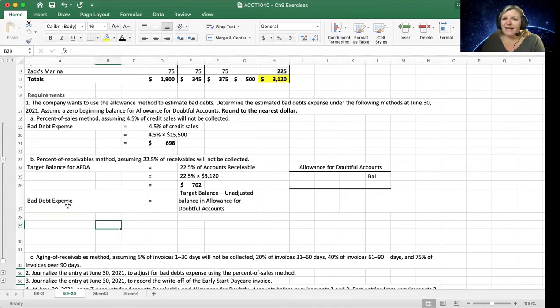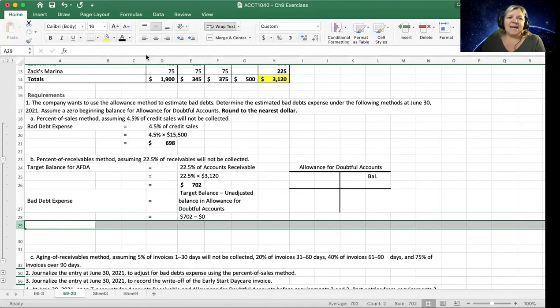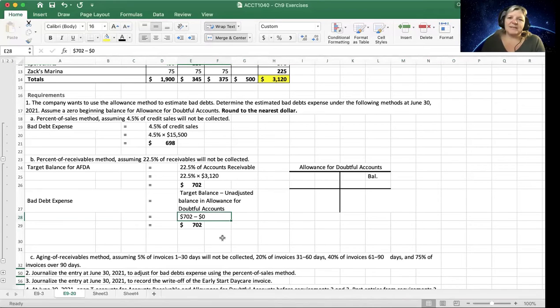So our bad debt expense, to drill down another layer, is actually the target balance plus or minus any amount that's already sitting in the allowance for doubtful accounts. The question told us that there was a zero balance in allowance for doubtful accounts to begin with. So in this case, we just have a straight calculation. Target balance of 702 minus a zero balance to start in the account gives us total bad debt of $702.